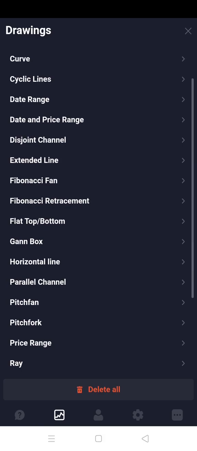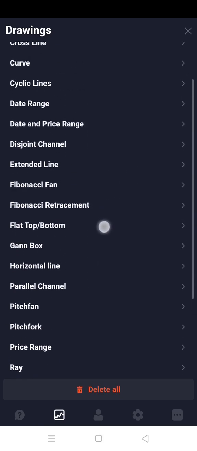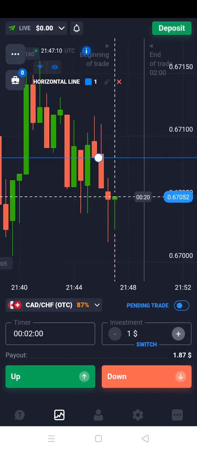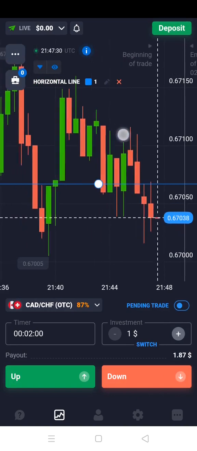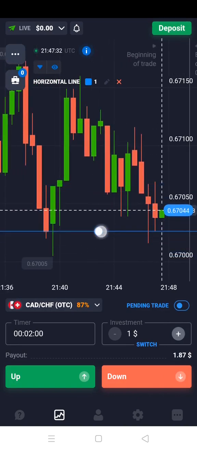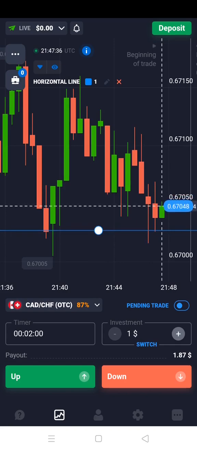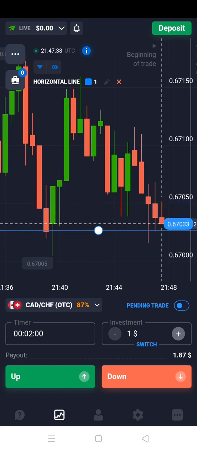The only thing I make use of here is the horizontal line. So let me find the horizontal line for you. Look at it right here. This is what I use. I use the horizontal line just for my support and resistance level. So let me show it to you. This is what the horizontal line looks like, and you can use it to find your resistance point and support point in the market. Don't worry, I will talk briefly about support and resistance if you don't know about it.